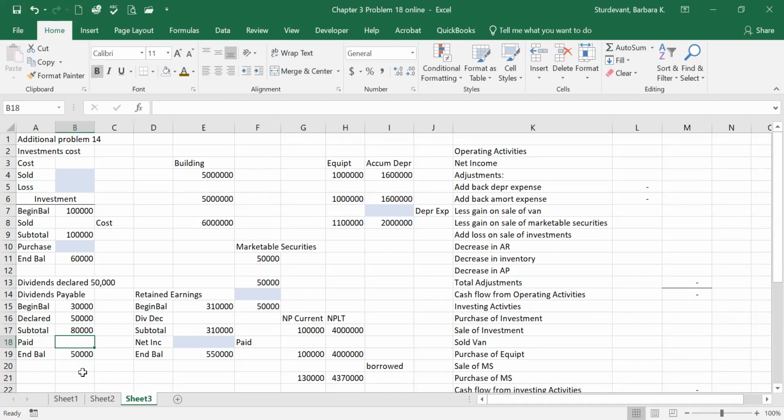So if I have an ending balance of 50, what does that mean that I actually paid? How do I think? 80 to 50, 30,000. Okay, so we're going to subtract off 30,000. Dividends declared increases dividends payable, but it will decrease retained earnings.